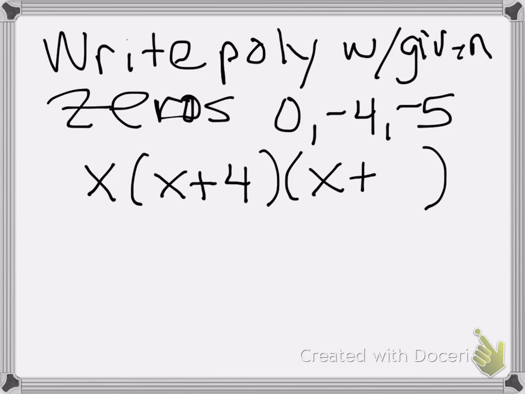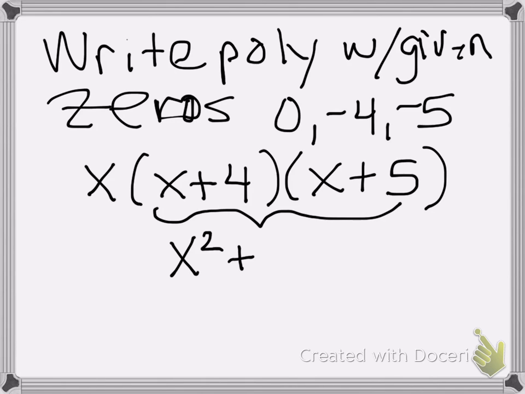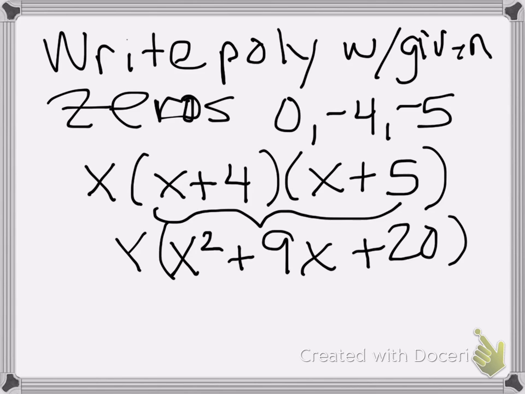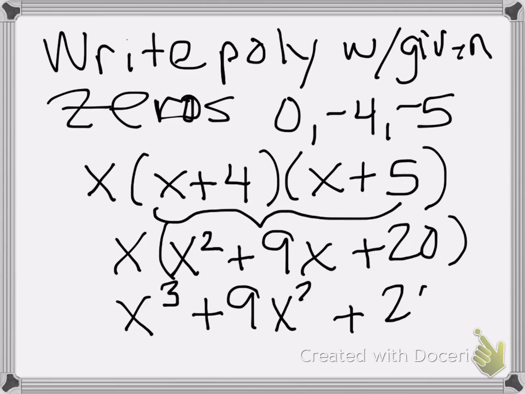And this wants the polynomial. So that's not a polynomial. That's called a product of factors right there that I have written. To get the polynomial, I would just multiply it all out. So I'm going to take these two and I'm going to FOIL them first. That's going to be x squared plus 9x plus 20. I still have to distribute an x on that, and then I'll have my polynomial function: x cubed plus 9x squared plus 20x. And we have written a polynomial function with given zeros.